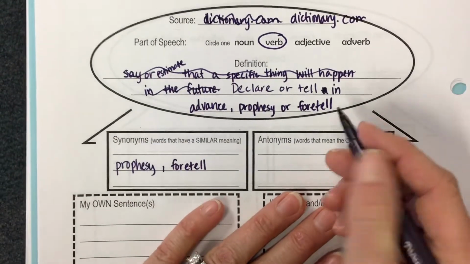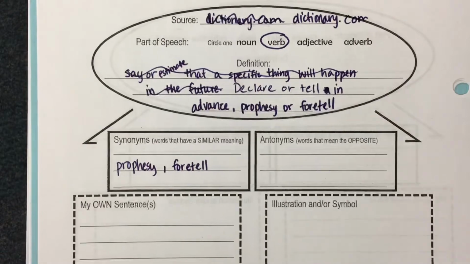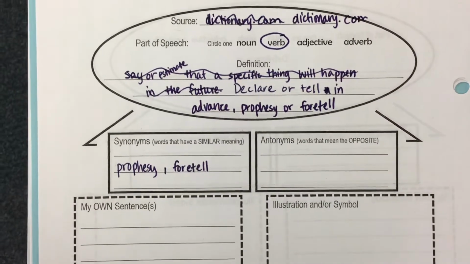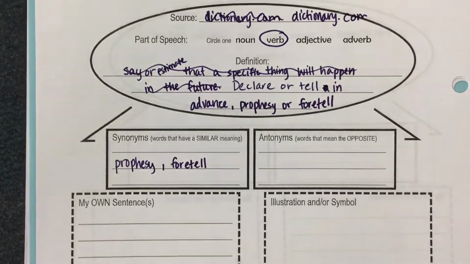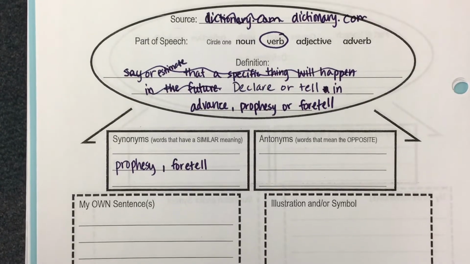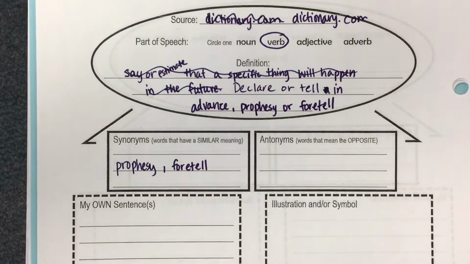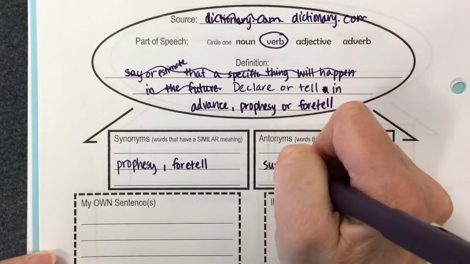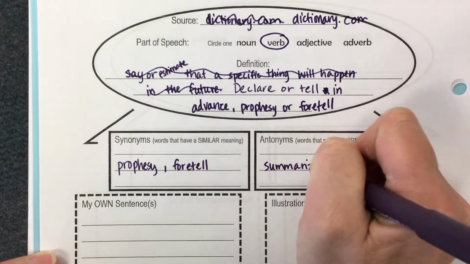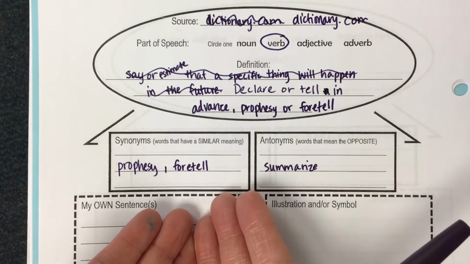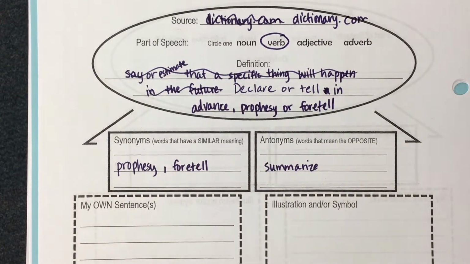Give me an antonym. What would be the opposite of predicting? It's another reading skill that we do. But instead of telling it before, what does it mean when we tell it after? Connor? That's not what I was thinking of. Brady? I was thinking summarize. That's after you read, you're telling what happened. To predict is before you read, you're telling what you think will happen.